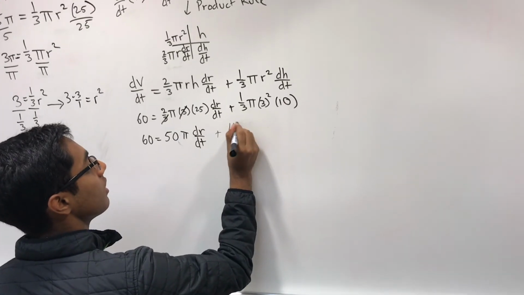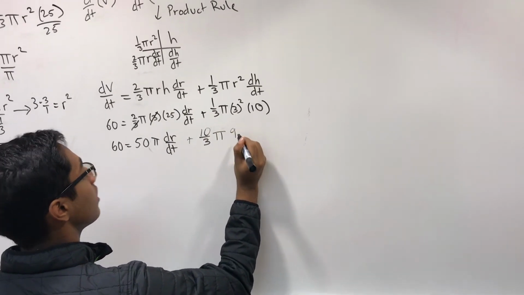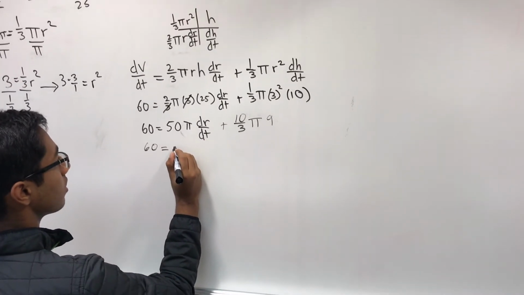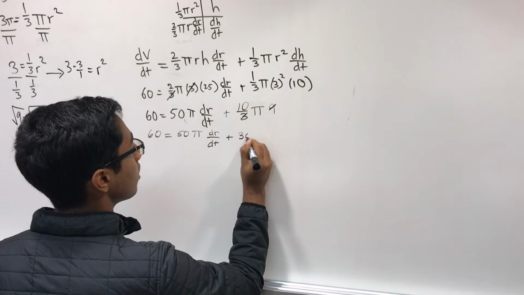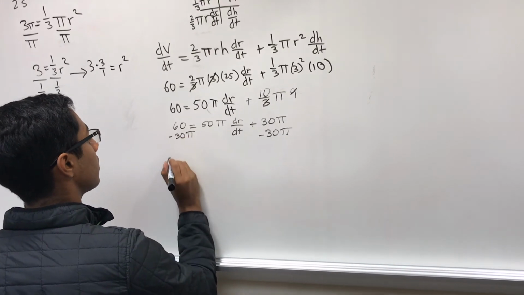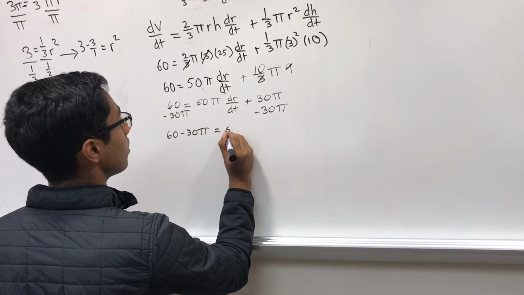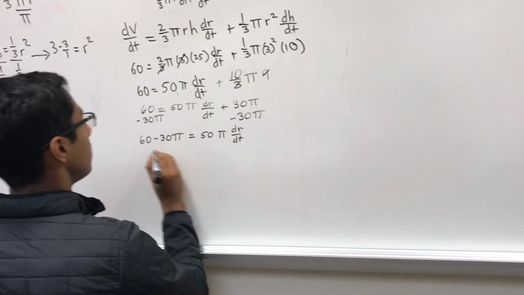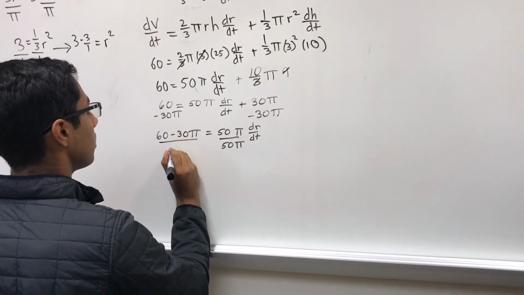Next, you want to simplify the second part of the right side, so you want to multiply 10 by 1/3, and this will give you 10/3. After that, you want to multiply 10/3 by 9, which would give you 90/3 or 30 pi. So the new equation would be 60 equals 50 pi dr/dt plus 30 pi. Next, you want to get dr/dt by itself. To do this, you would first subtract 30 pi from each side to remove 30 pi from the right hand side of the equation. This will result in 60 minus 30 pi equals 50 pi times dr/dt. Next, you would divide both sides by 50 pi. This would result in (60 minus 30 pi) over 50 pi equals dr/dt.